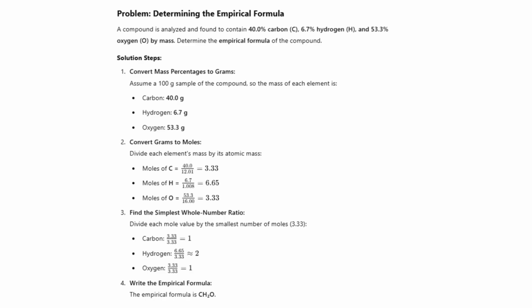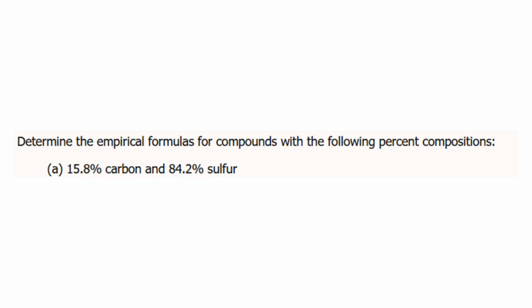To determine the empirical formula, first convert mass percentages to grams, assuming a 100-gram sample. Then convert grams to moles and find the simplest whole number ratio to write the formula. Let's practice determining empirical formulas.